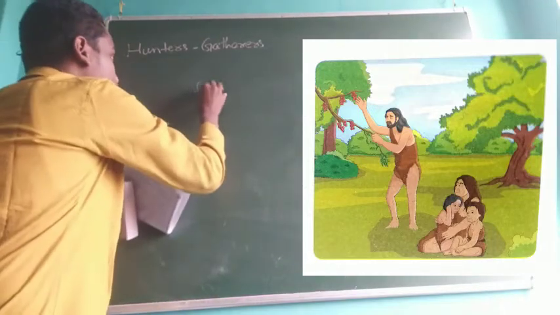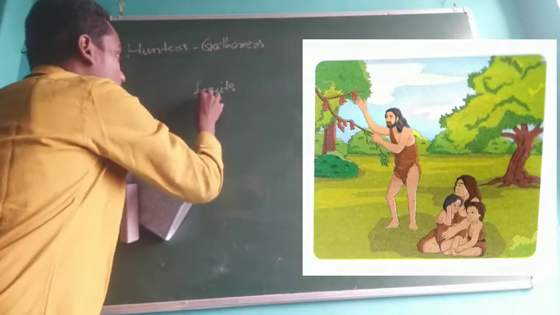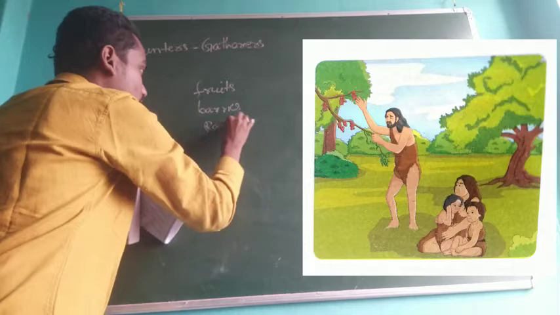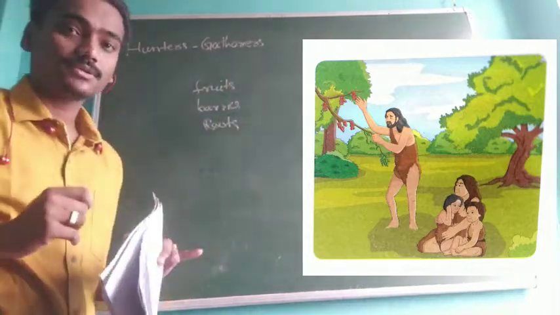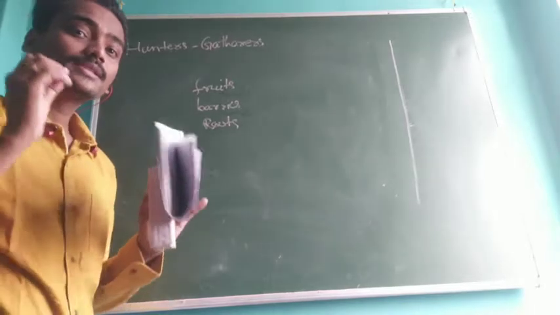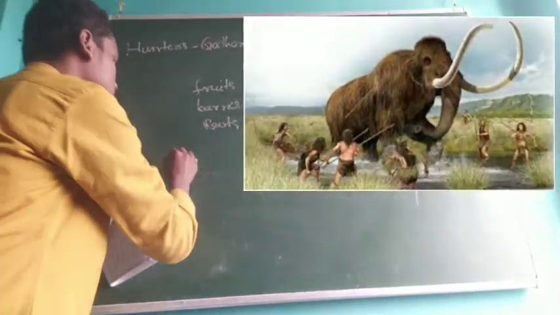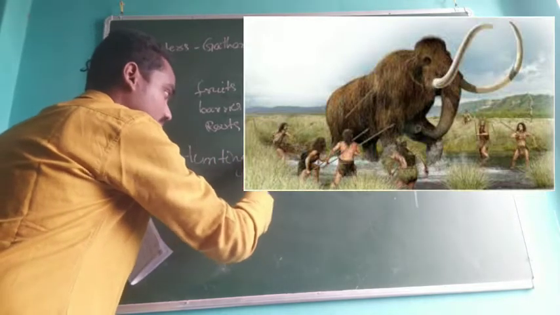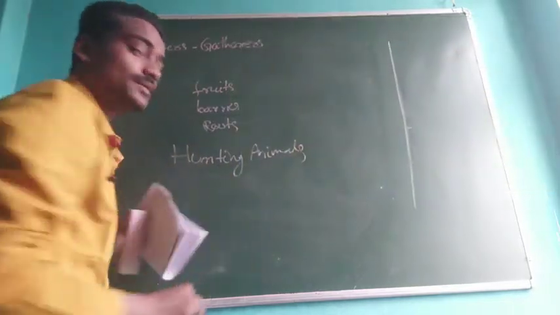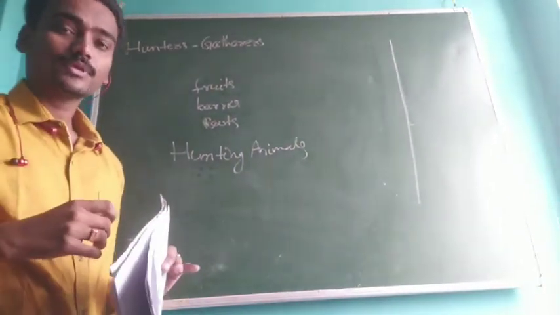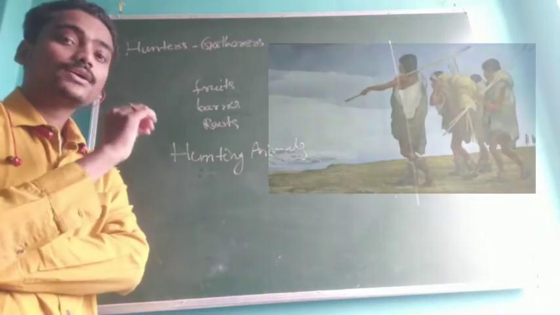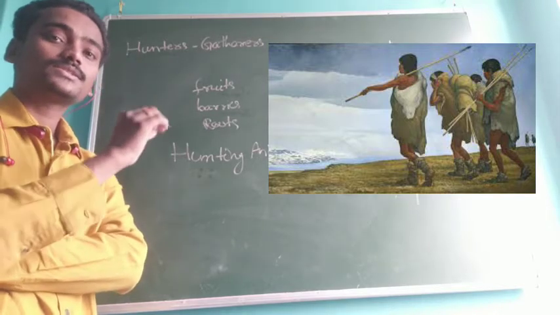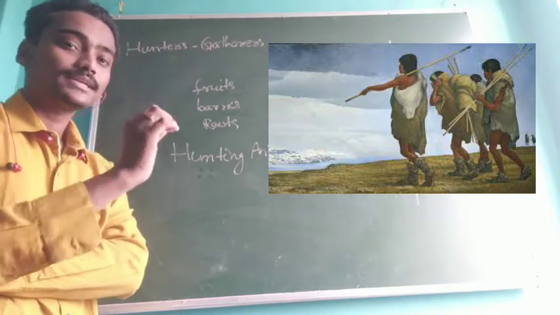Gathering what? Fruits, berries, and roots of plants. They used these for their daily consumption to get nutrients. They also got their food by hunting animals. By hunting animals, they got the meat to consume. Then we can say earlier humans did not stay in one place. They moved from one place to another in search of food. They had not settled in a single home.